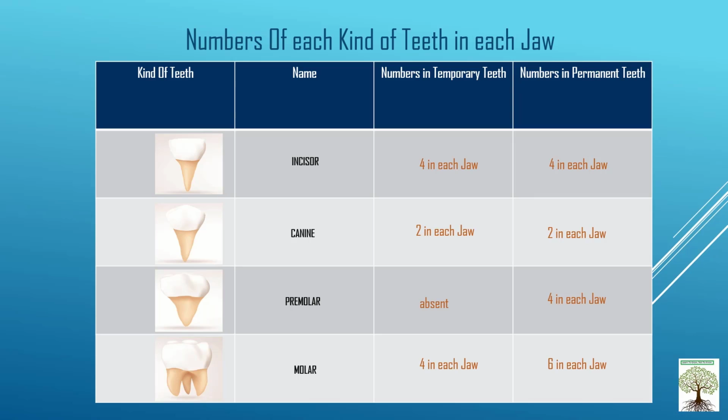So kind of teeth: incisors 4 in each jaw, temporary and permanent the same, 4 in each jaw. Canine 2 in each jaw in temporary, and 2 in each jaw in permanent teeth. Premolars are absent in temporary teeth. Premolars 4 in each jaw in permanent teeth. Molars 4 in each jaw in temporary teeth, whereas 6 in each jaw in permanent teeth.